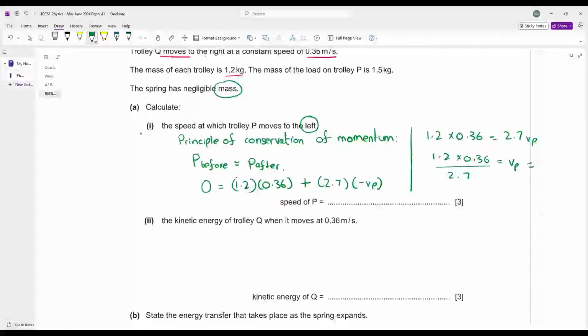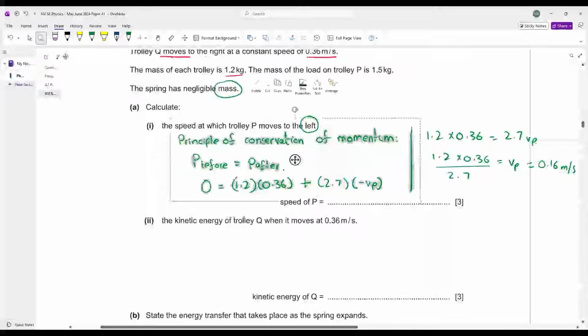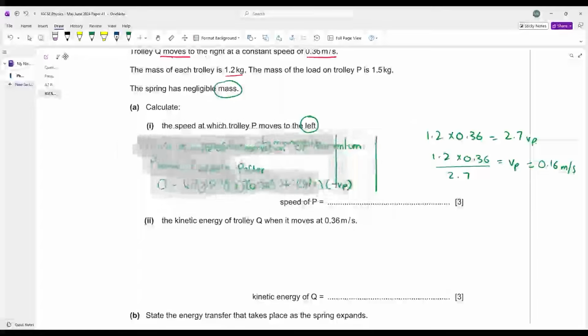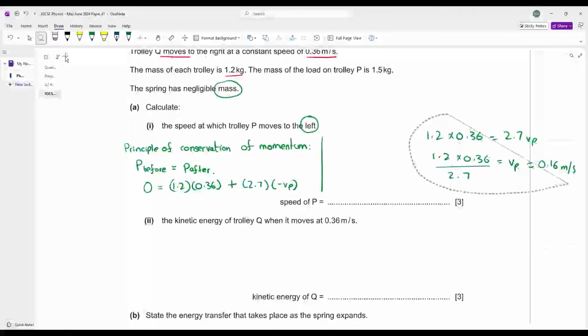Can you calculate the velocity of trolley P? Yep, 1.2 into 0.36 divided by 2.7. This comes out to be 0.16 meters per second, your velocity of trolley P. Trolley P की velocity क्या आ गई भाई 0.16 meters per second. If I can somehow manage to shrink this so that it doesn't go out of the page.